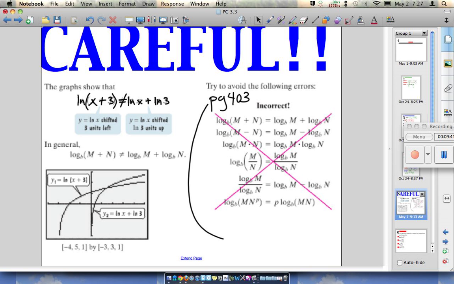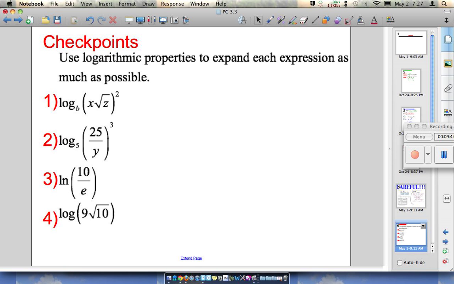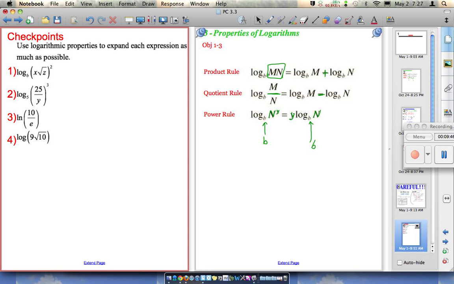So here are your checkpoints. I'll leave the properties up so you can have them. You should have copied them down. But the properties are here. So expand these as much as possible. Don't forget that if there is no base, you're in base 10. And of course, natural log is in base e. That should help you simplify as well as expand. Okay, leave everything in exact form. Don't put any decimals within here, but definitely expand it as much as possible, just like you saw in the video. So bring your questions into class, and we'll go over them when the video is due.